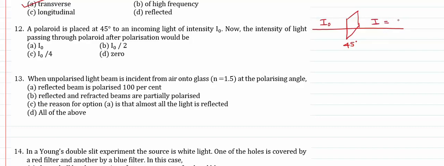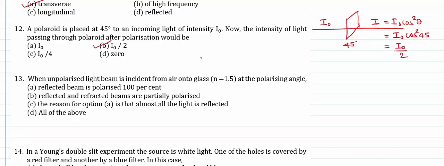From Malus law, I is written as I naught into cos square theta. So substitute. Theta is the angle at which you have turned or rotated the polaroid. So incoming I naught into cos square 45. Cos 45 is 1 by root 2. So its square is 1 by 2. So answer is I naught by 2. I naught by 2. Clear?